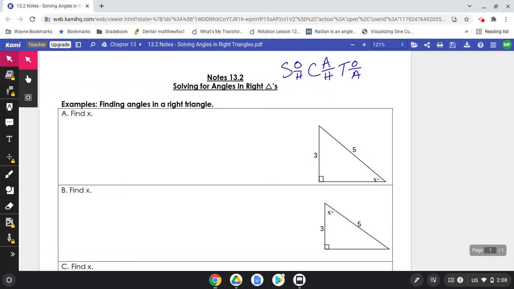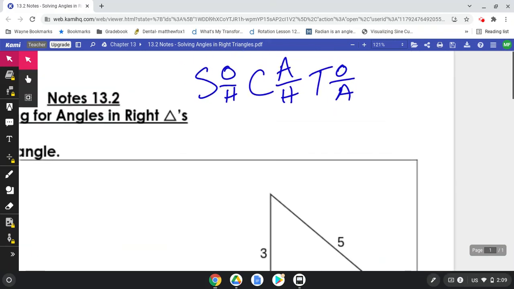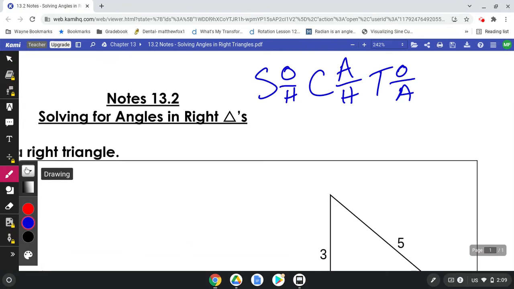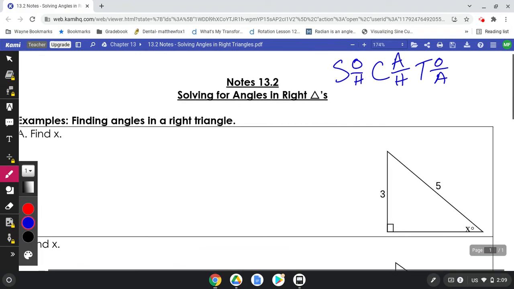All right, good morning, and today we're going to continue working with SOHCAHTOA. So if you are taking notes, you might want to write that at the top. We are probably getting pretty familiar with it by now, but just in case, write it down. And today there's a little bit of a difference.